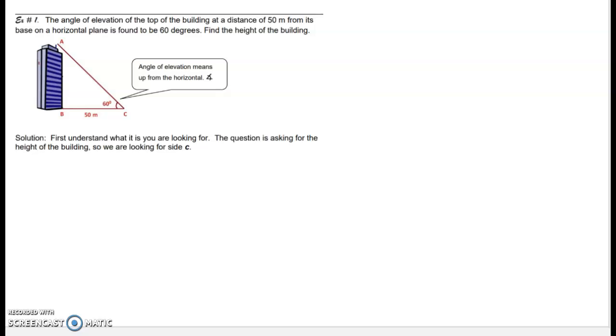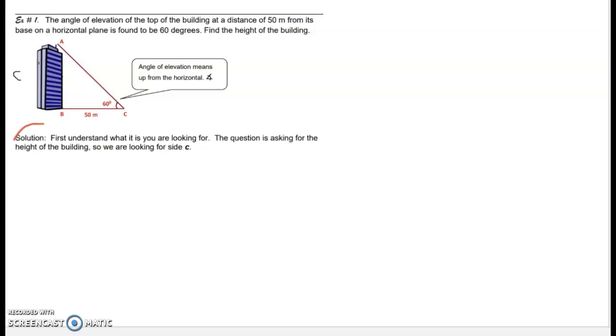Example 1. The angle of elevation of the top of a building at a distance of 50 meters from its base at a horizontal plane is found to be 60 degrees. Find the height of the building. Because it says find the height of the building, that means we are looking for, if this is angle C, we are looking for here, which is small c.